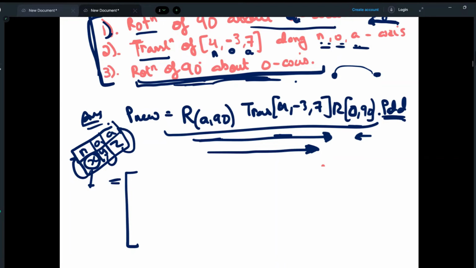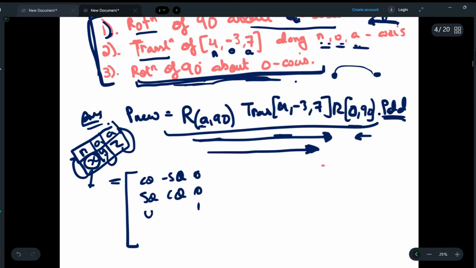Now we will write the values for this. First of all, we will write cos theta, minus sin theta. Sorry, we have A first, so we will write cos theta, minus sin theta, cos theta, 0, 0, 1, 0, 0 and 0, 0, 0, 1, 0, 0, 0. Remember that we are using homogeneous matrices, so everything will be in 4 cross 1 or 4 cross 4 order.